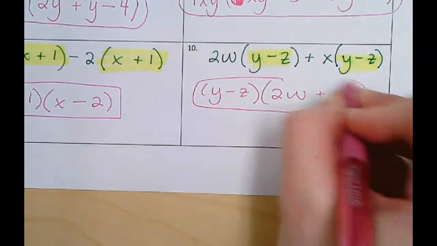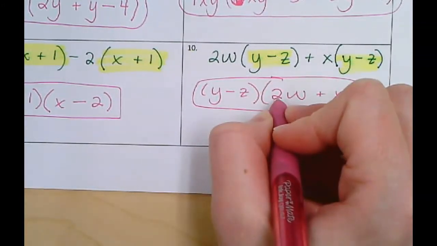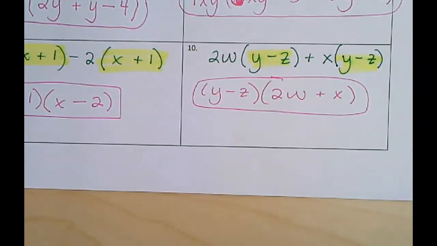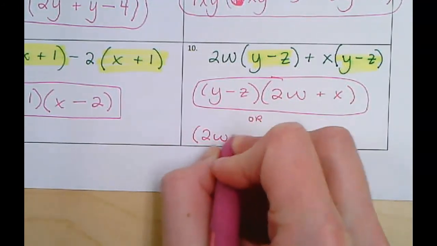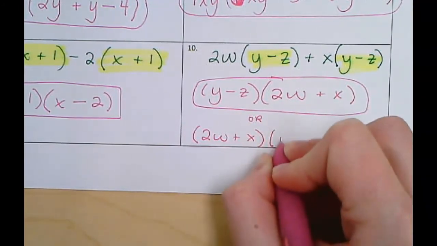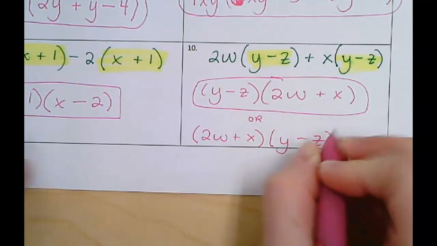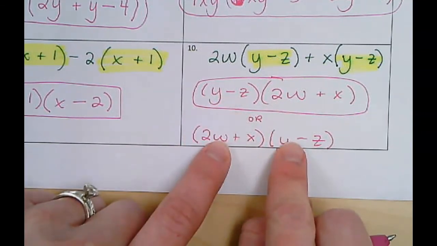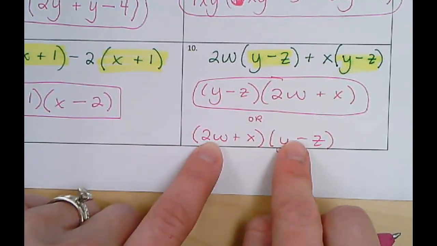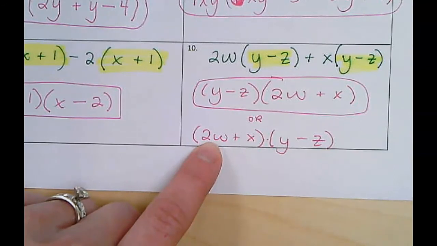This is fully factored. Now, with two factors multiplied, the commutative property of multiplication also states I can put this as 2w plus x and y minus z. So keep that in mind. If I have two full factors of binomials, you can actually flip-flop the order of them because multiplication is commutative.